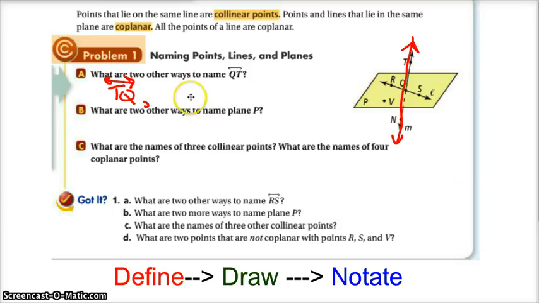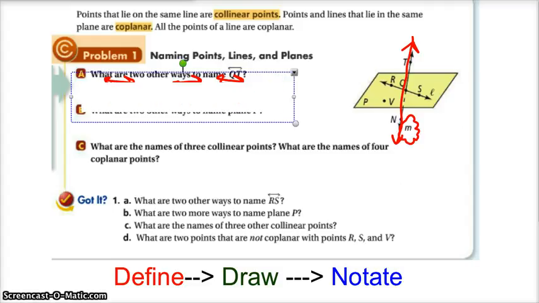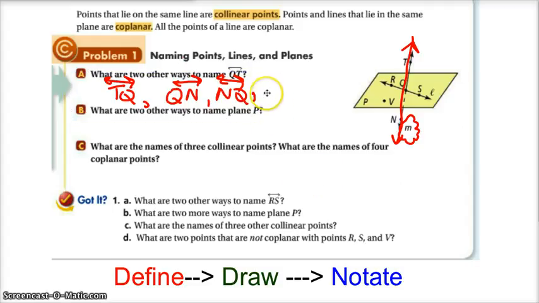I could pick any other 2 points. There's an N way down here. I could call it QN. I could call it NQ. And the other thing, if you notice, there's this tiny lowercase letter. That's there so that you don't need the other 2 points. I could just refer to this as line M.